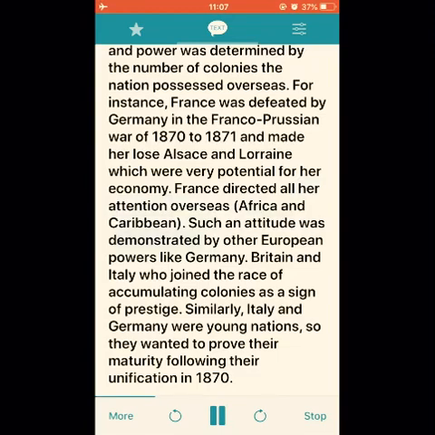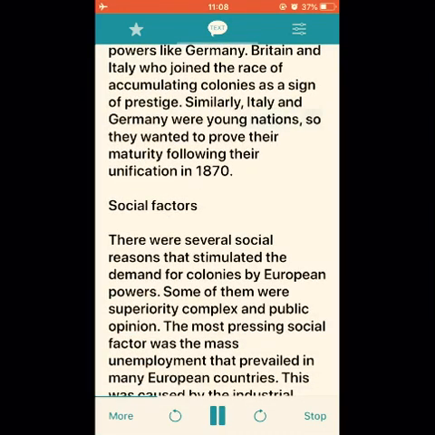Such an attitude was demonstrated by other European powers like Germany, Britain and Italy, who joined the race of accumulating colonies as a sign of prestige. Similarly, Italy and Germany were young nations, so they wanted to prove their maturity following their unification in 1870. Social factors. There were several social reasons that stimulated the demand for colonies by European powers.